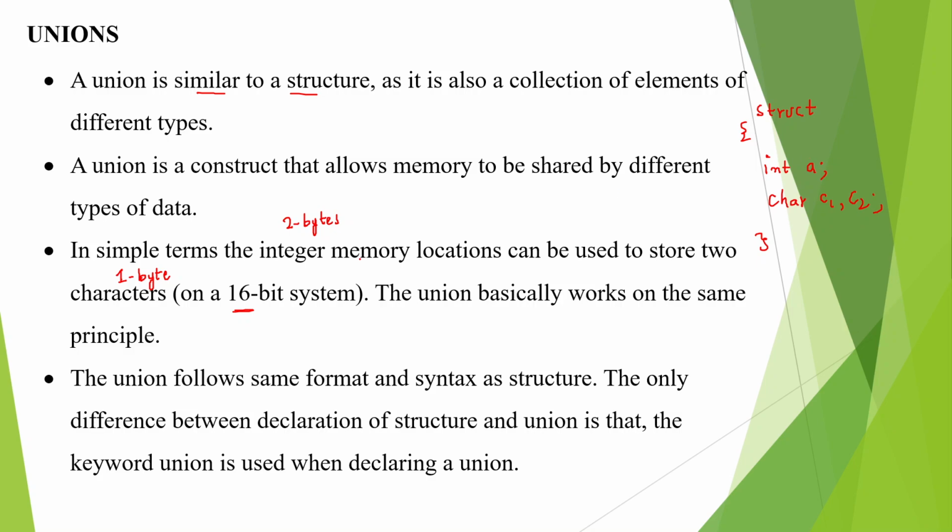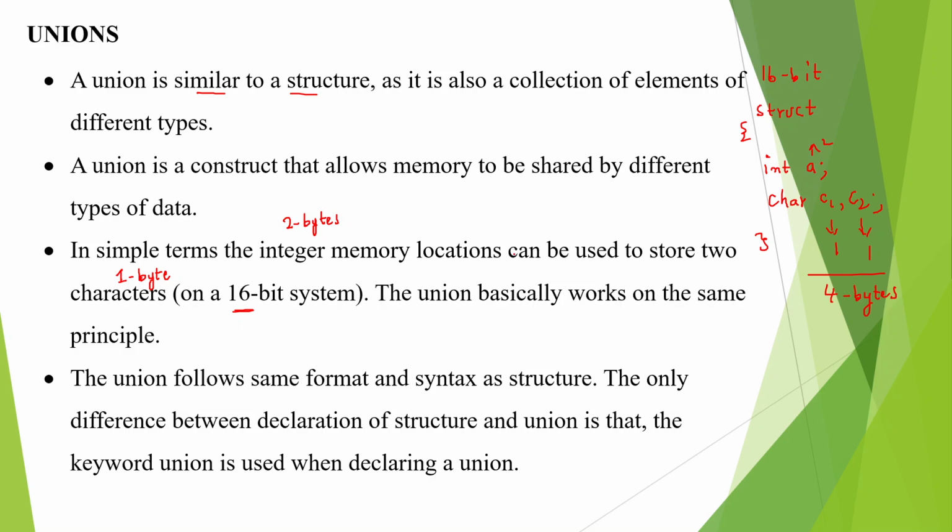For integer, assume it is a 16-bit compiler only. So for integer, how many bytes will it allocate? Only 2 bytes. And for character, for this C1, 1 byte, for this C2, another byte. So overall, how many bytes? If it is a structure, overall 4 bytes it will allocate.